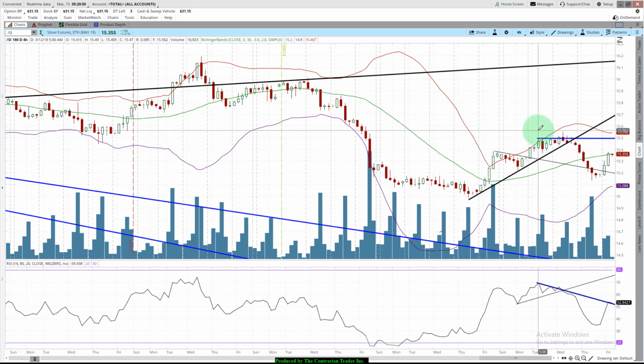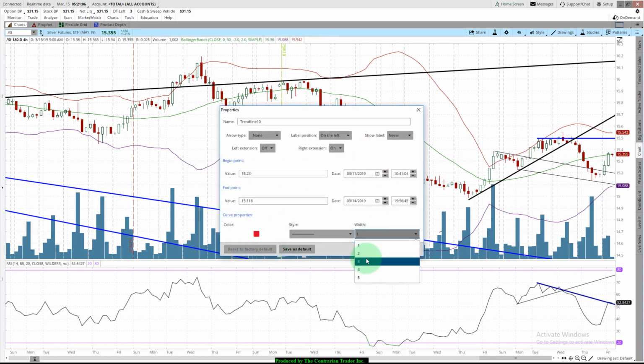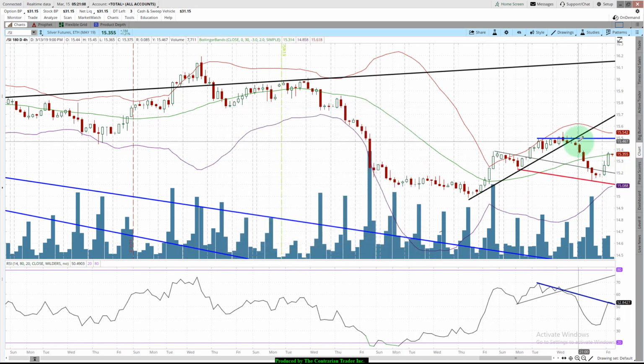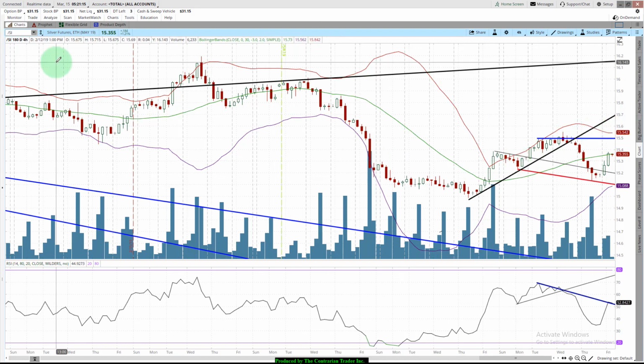Left shoulder, rounding top here, right shoulder. Here would be your neckline. And we'll just highlight this red for disaster area if it breaks. So silver, a good morning today. Let's watch and see how we close out the week.